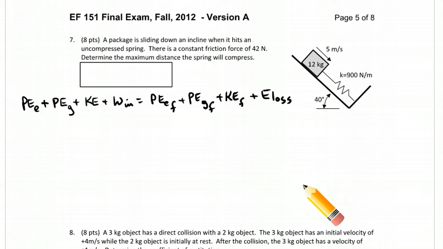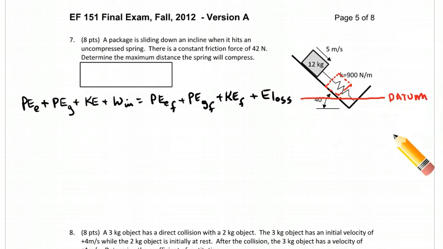Okay. Let's see. So for gravitational potential energy, we need to set a datum. I'm going to draw the final position of the block right here. Alright, and we'll use the front edge of the block as our reference point. So there's my datum for gravitational potential energy.